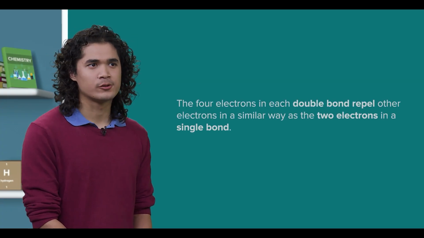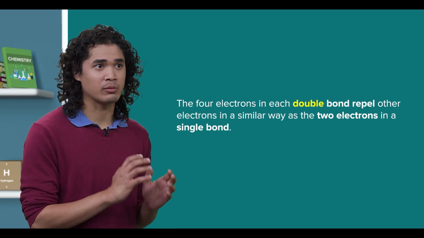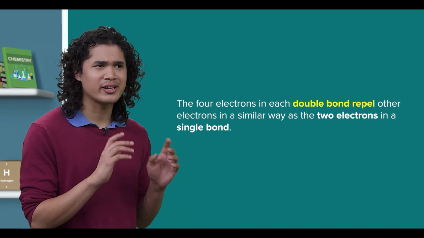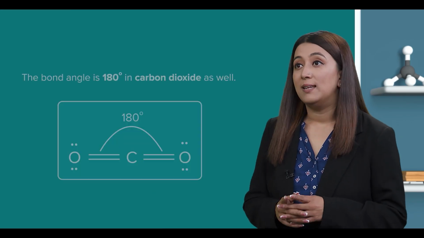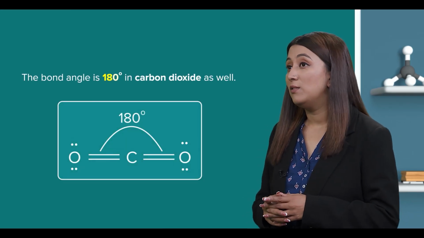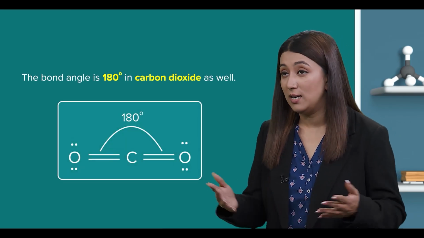Got it. So the 4 electrons in each double bond repel other electrons in a similar way as the 2 electrons in a single bond? Correct. That's why the bond angle is 180 degrees in carbon dioxide as well.